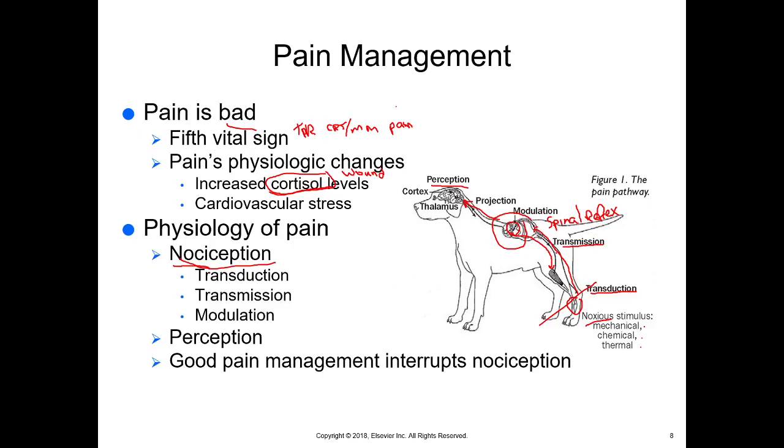we wouldn't feel it. Transmission, so we can block the sensory nerve coming up into the spine. We can block it at the modulation site or the projection site so that the spine is deadened and we don't get the information up to the brain, or we can block it at the site of the perception. So there are 4 places that we can actually block it. And any good pain management is going to interrupt nociception at one of those 4 places: transduction, transmission, modulation, or perception. You should know these 4 words and what they mean: transduction, transmission, modulation, perception. That is the pain pathway.